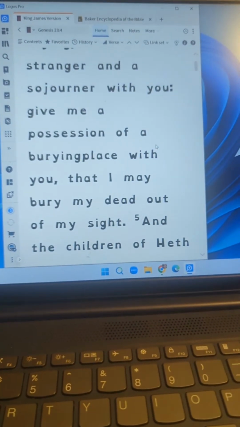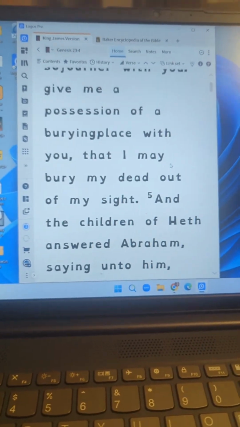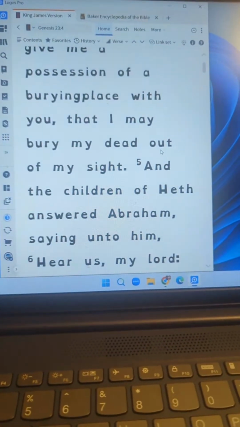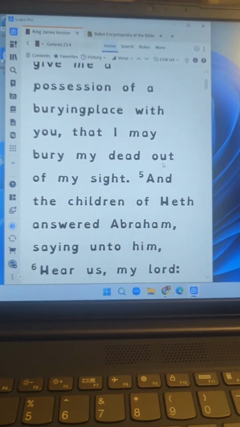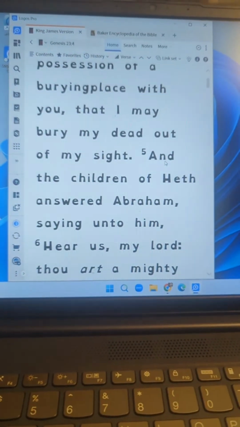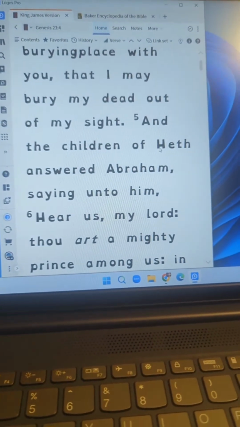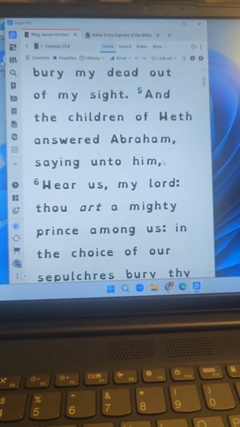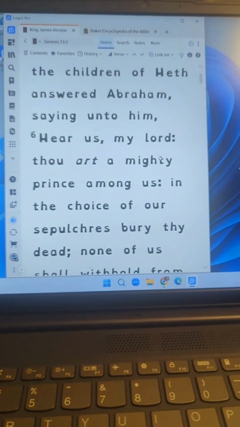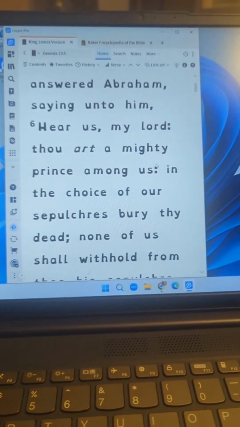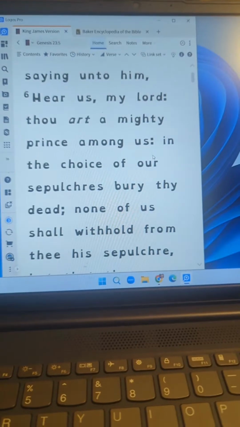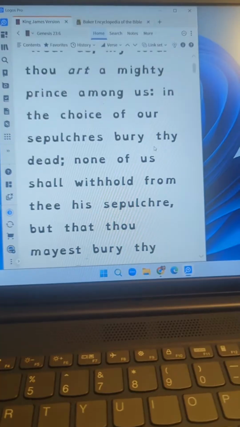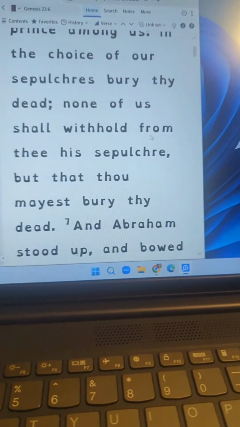And the children of Heth answered Abram, saying unto him, Hear us, my lord. Thou art a mighty prince among us. In the choice of our sepulchres, bury thy dead. None of us shall withhold from thee his sepulchre, but that thou mayest bury thy dead.